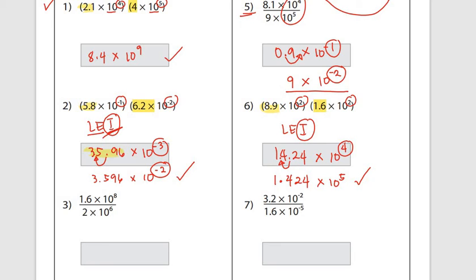We have here 1.6 times 10 raised to 8 divided by 2 times 10 raised to 6. You divide them. So 1.6 divided by 2 gives us 0.8 times, look at the exponents or the exponential numbers. We do have the same base, so we'll have to put it here and then subtract the exponents. So 8 minus 6 gives us 2.